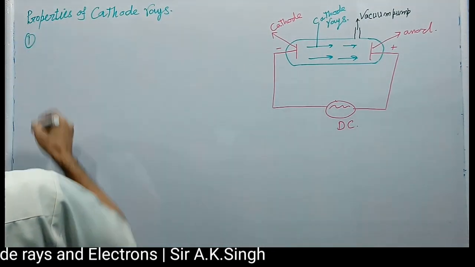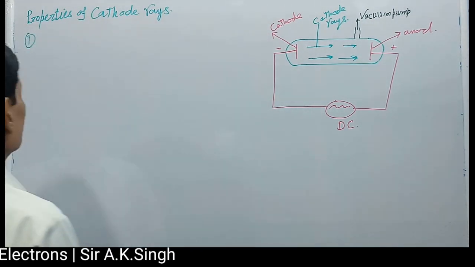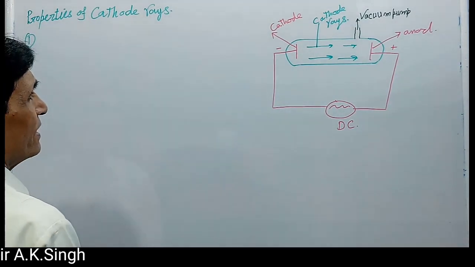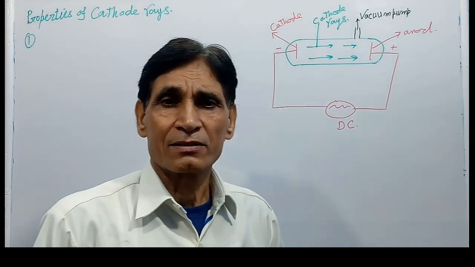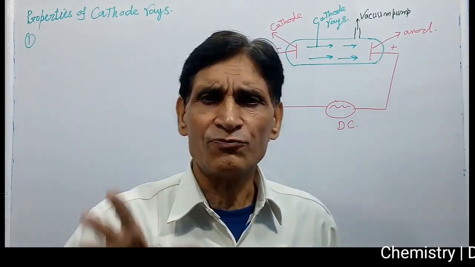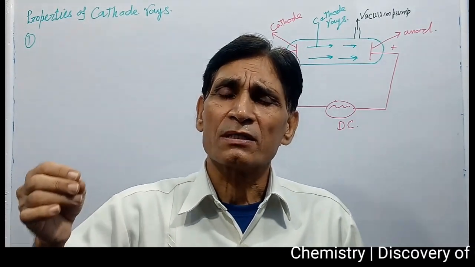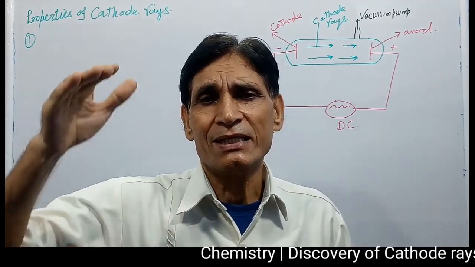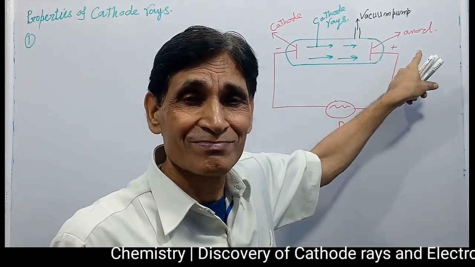First property, cathode rays emit mechanical pressure. But before that, let us first see this point: cathode rays travel in a straight line. It was proved by the fact that when an opaque object or solid material object is placed in their path, they cast a shadow.